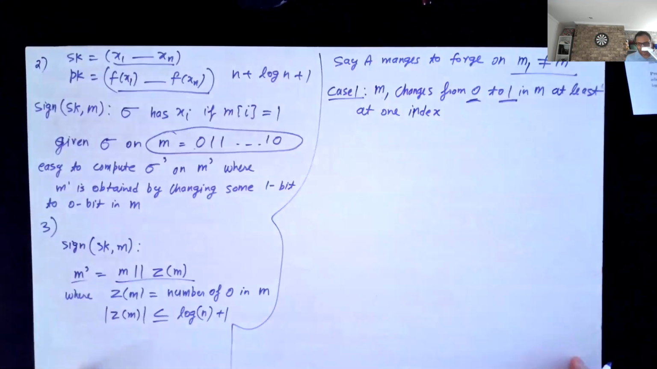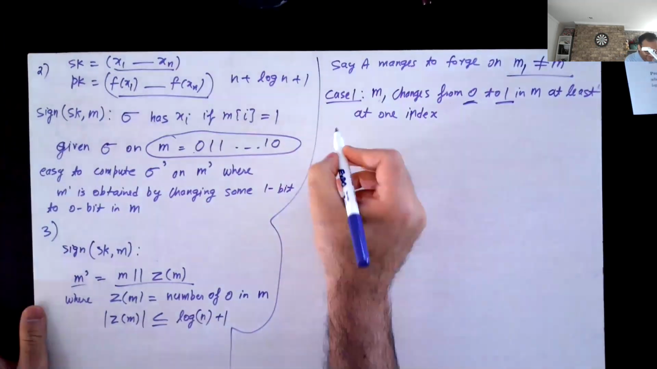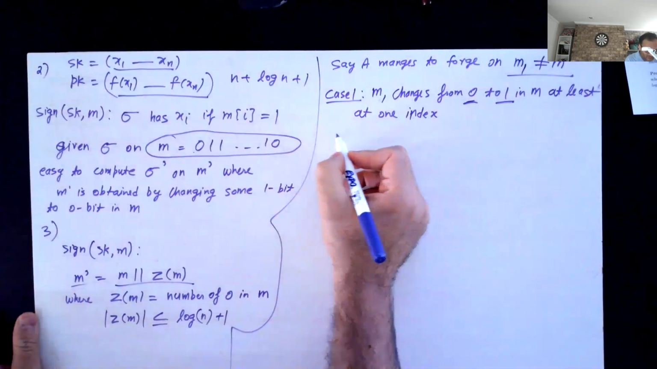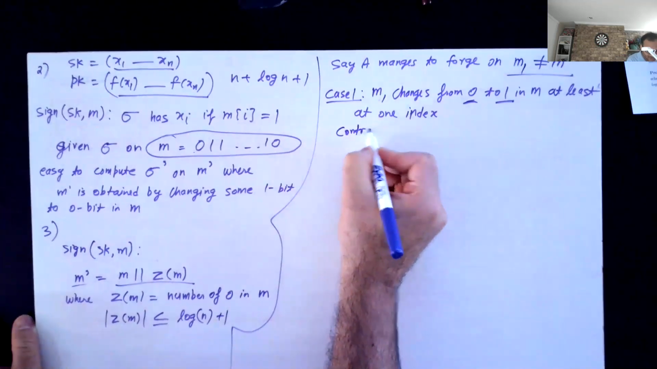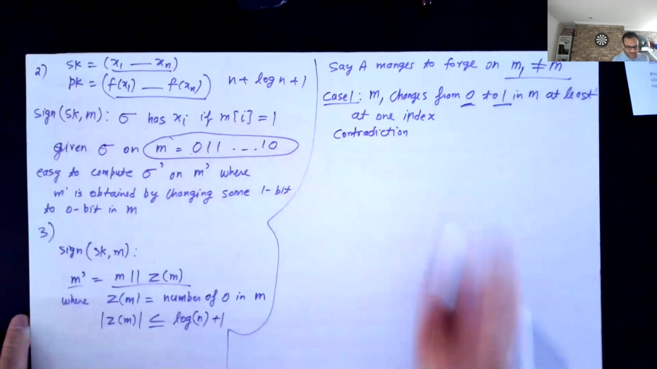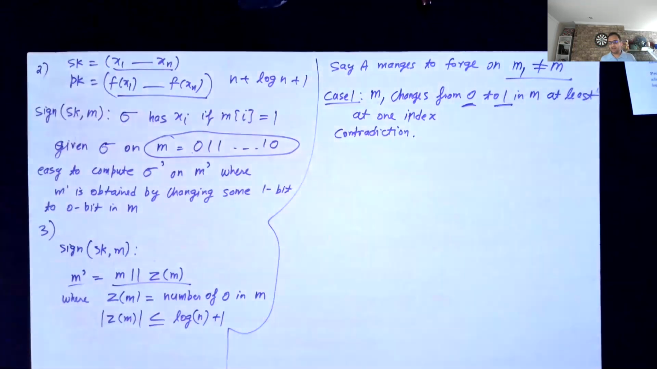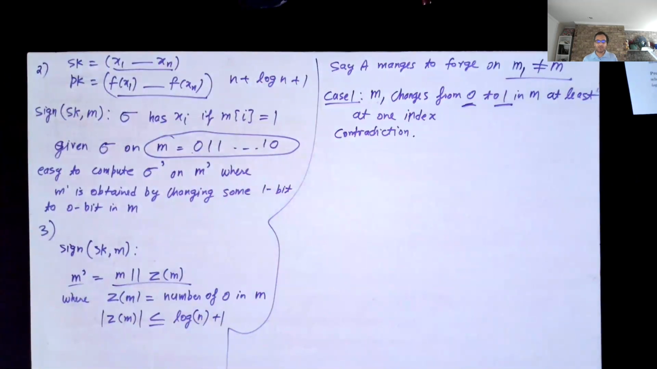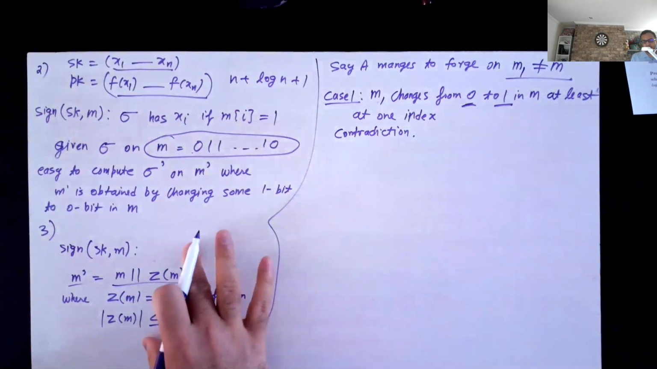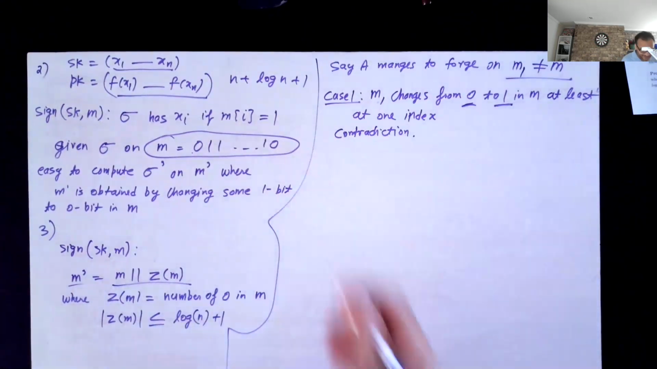Okay, but this is already a contradiction just from the scheme in problem 2 itself. The property that we observed in the scheme in problem 2 was you actually cannot change any 0 to 1, because then you need to include some pre-image in the signature, which you did not get as part of the signature on the message m. So we didn't even make use of our change in this case.